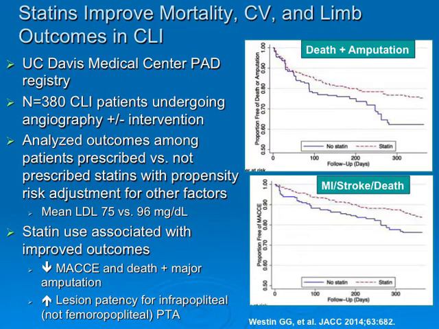I want to briefly mention a few bits of data specifically in the CLI population. This is a group from the UC Davis, John Laird's group. This was a cohort of patients in their registry who underwent angio and intervention for CLI, and they actually looked at outcomes for those prescribed statin versus not prescribed statin, adjusting for other factors. And what they found were that those prescribed statin had significantly reduced cardiovascular events as well as certain limb outcomes, especially limb patency for infrapopliteal revascularization if they were on statins compared to no statins.